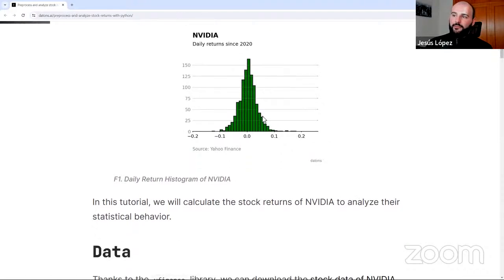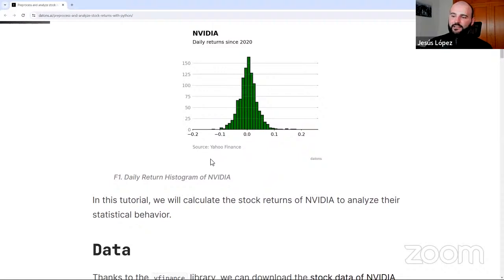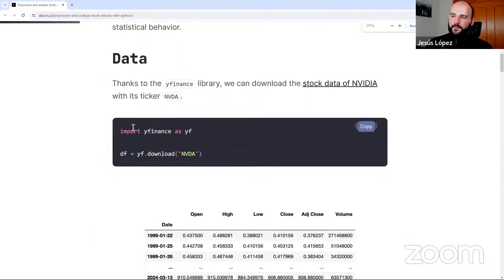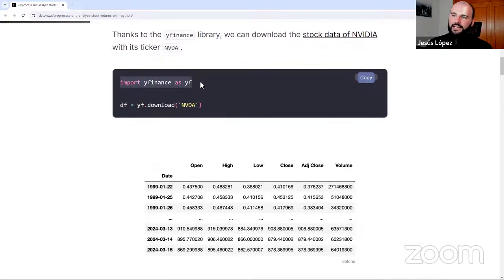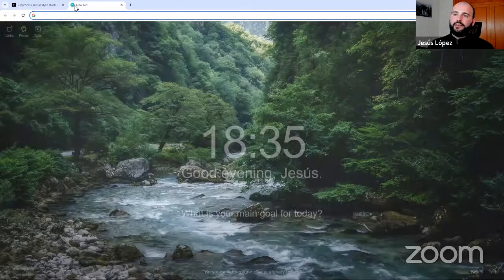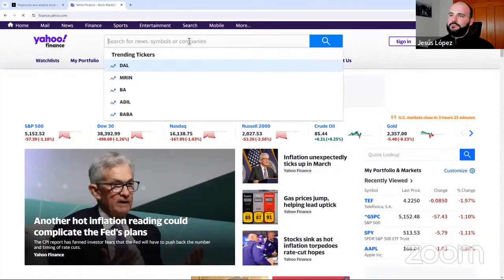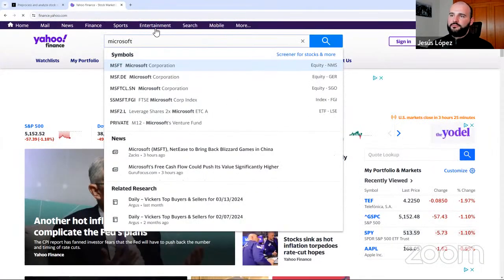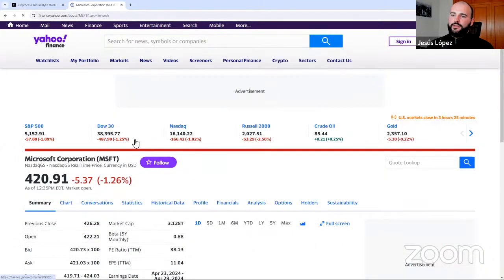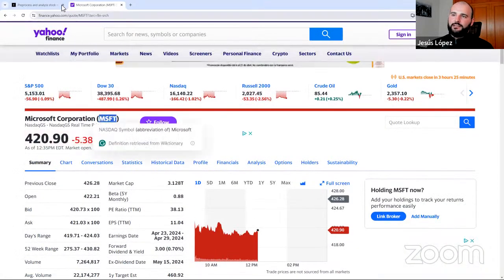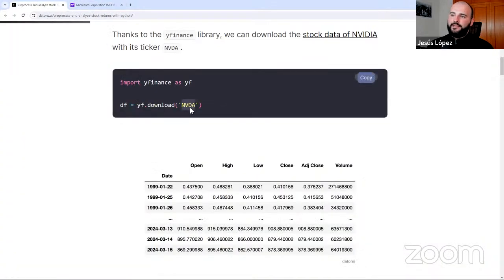Now, how can we develop this analysis? First, we need to download the data. We can do so with the yfinance library using the ticker from NVIDIA. If you would like to apply this to any other stock data, you can go to Yahoo Finance, look for the ticker, let's say Microsoft, and there you will see this ticker that you can substitute for the NVIDIA one we have used in this tutorial.